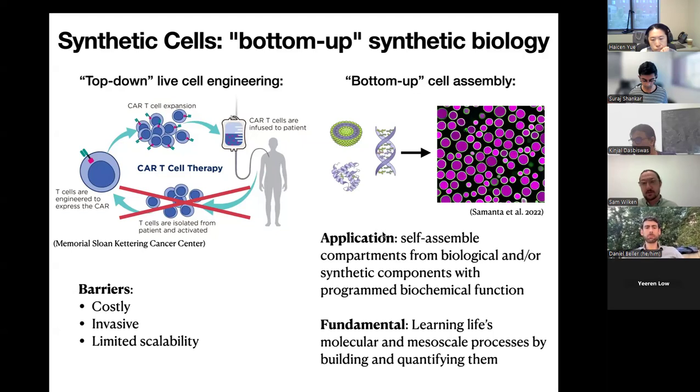And so there's, of course, a clear application perspective here, but I would argue that there's also a very important fundamental motivation here. That is, if we can build these compartments from the bottom up and we can quantify them accurately, we can learn life's molecular and mesoscale processes. So this is as close to a mission statement of my work as there possibly is one.